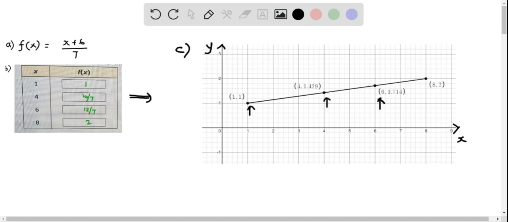And this is the third point, which is 6 comma 12 seventh, which is 6 comma 1.714. 12 seventh is equivalent to 1.714. And the last point is 8 comma 2. So basically plot all these points in the xy coordinate axis and connect them through the line, which gives the graphical representation of the function.